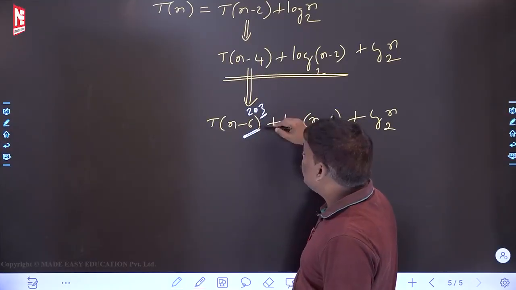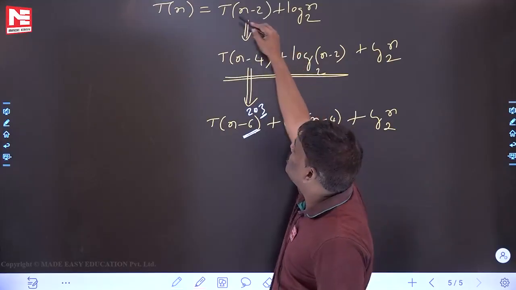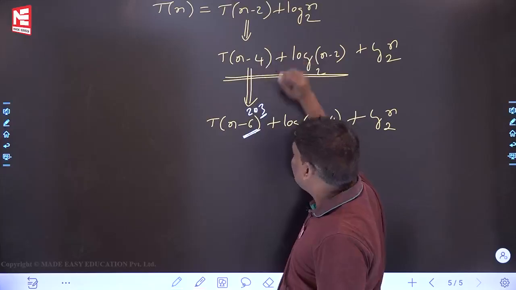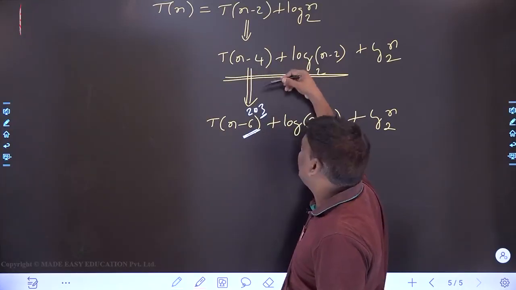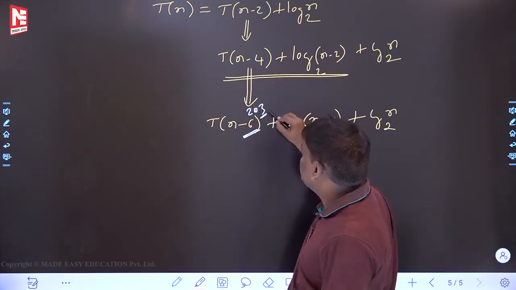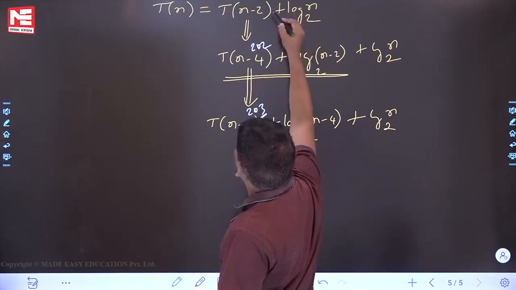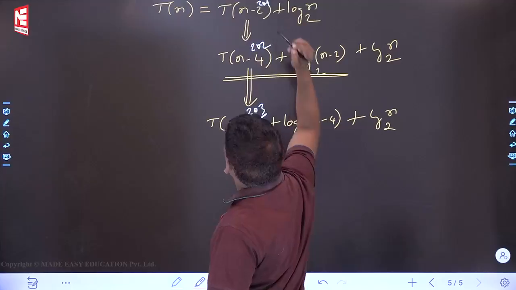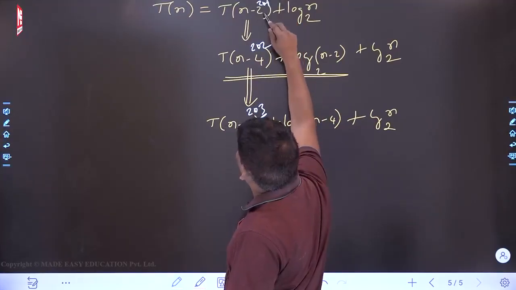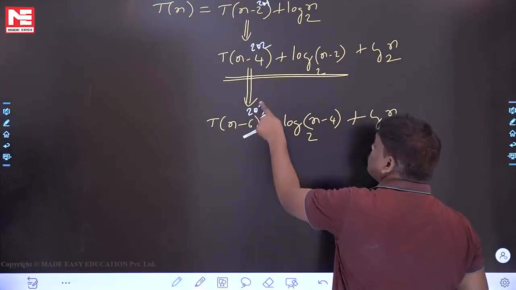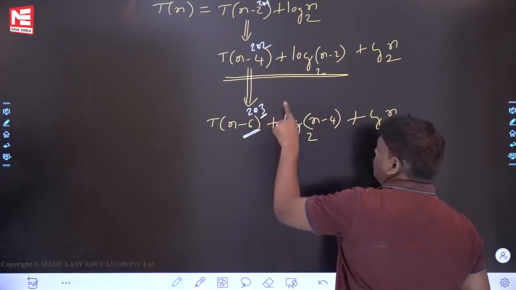Why 2 into? Because every time you are subtracting double. First time 2 subtracted, second time 4 subtracted, third time 6 subtracted. Every time 2 is subtracted, so double came. 3 times you did, 6 came: 2 into 3. 2 times you did, 2 into 2, 4 came. 1 time you did, 2 into 1, you got double. That is the reason. 3 times I did, in terms of 3, it is 2 into 3. And one more.